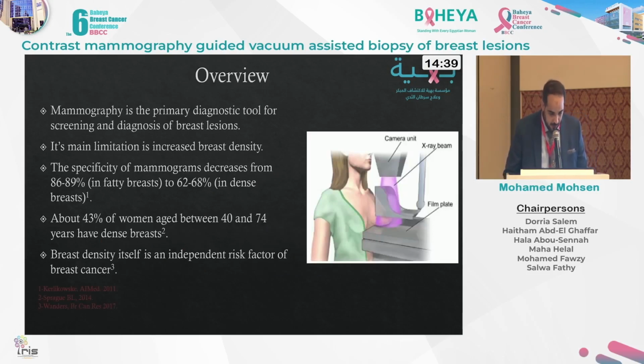Mammography is the primary diagnostic tool for screening and diagnosis of breast lesions. Its main limitation is increased breast density. The specificity of mammograms decreases from 86 to 89% in fatty breasts to 62 to 68% in dense breasts. About 43% of women aged between 40 and 74 years have dense breasts. Breast density itself is an independent risk factor of breast cancer.